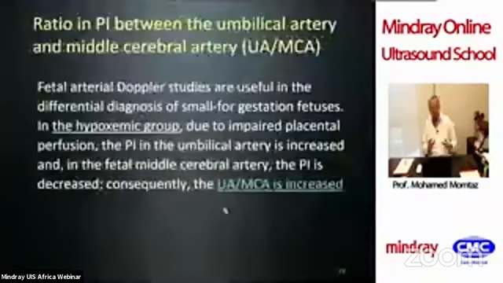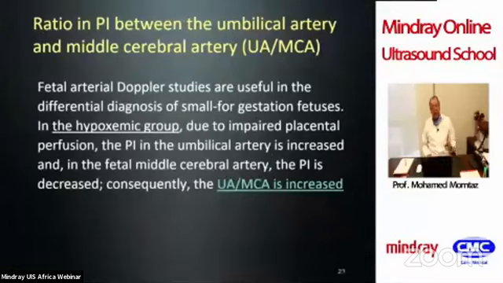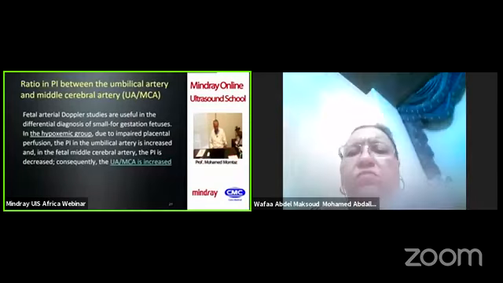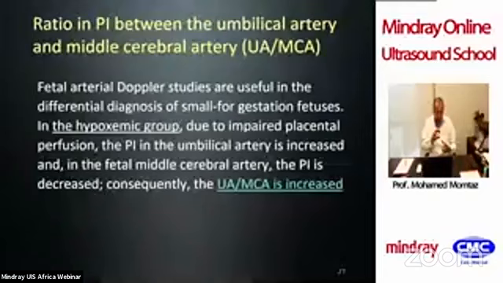This is very important. The so-called umbilical artery over middle cerebral artery ratio, or the other name which is more recently used, the cerebroplacental index. This cerebroplacental ratio is a ratio between the pulsatility index in the umbilical artery and the middle cerebral artery. Normally, the pulsatility index or the resistance index in the umbilical artery decreases with advancing gestation, whereas the RI and the PI of the middle cerebral artery usually increase with advancing gestation. If there is placental insufficiency, the reverse will happen.